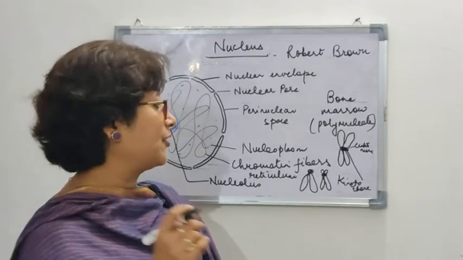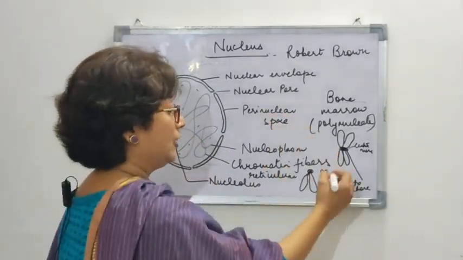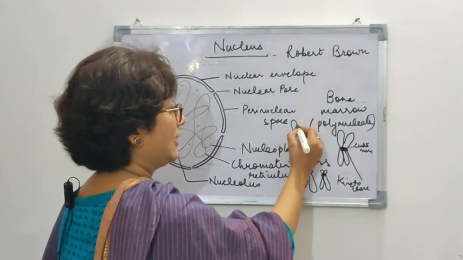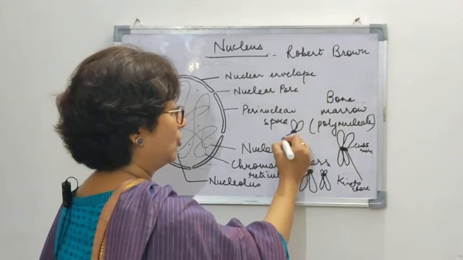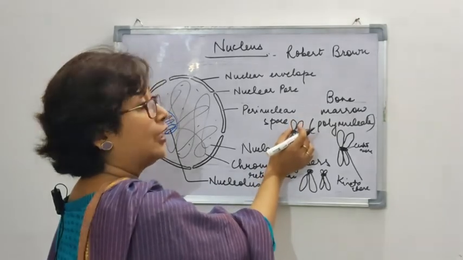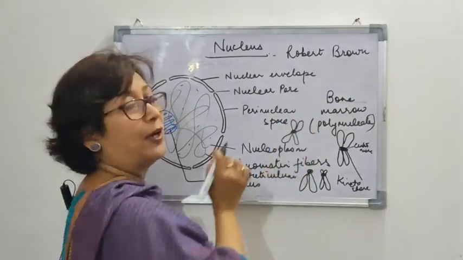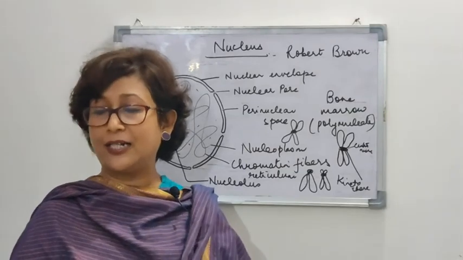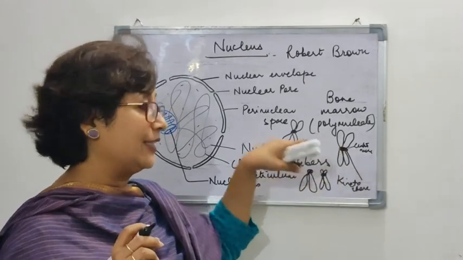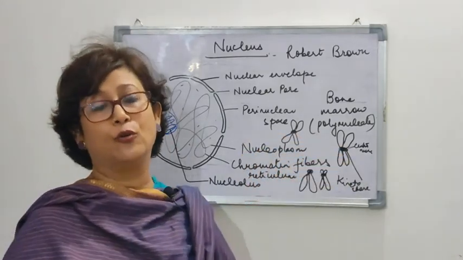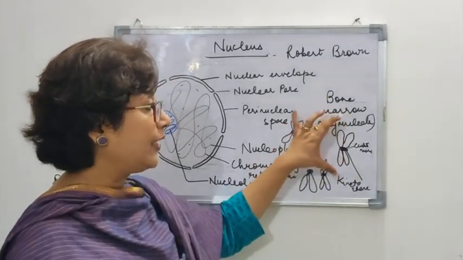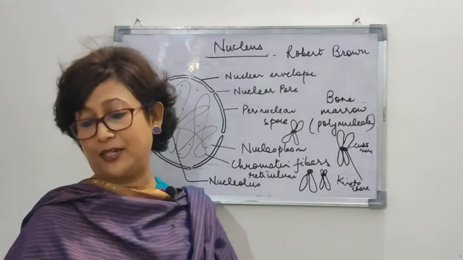Then submetacentric, in which the centromere is not exactly in the center, so one part of the chromatid is longer than the other part of the chromatid, right? And then comes the metacentric. This is the metacentric, where the centromere is exactly in the central part of the chromosome, right? So it divides the chromatids into upper and lower equal length parts. So that is metacentric, right?